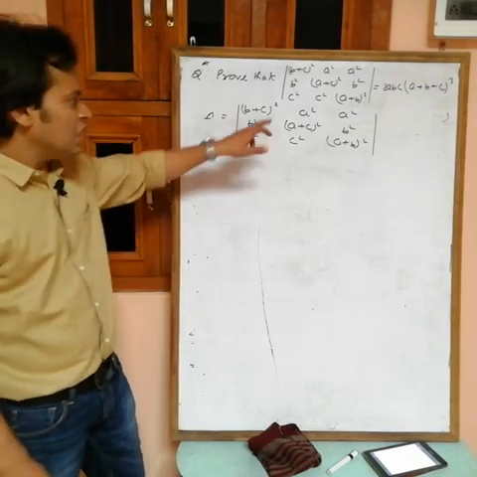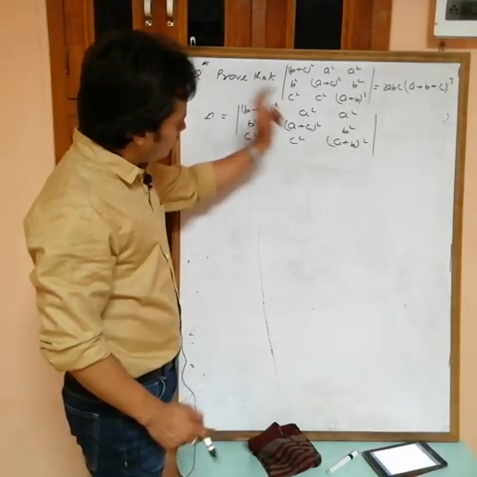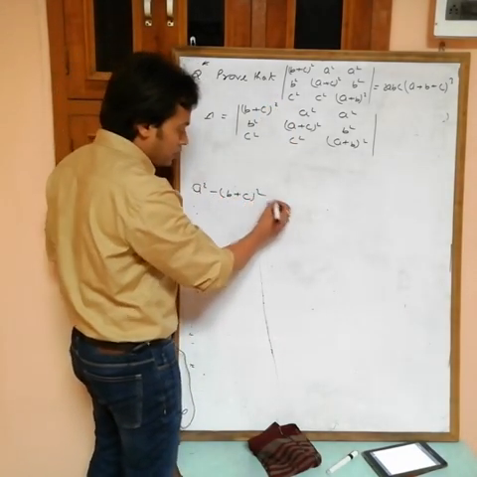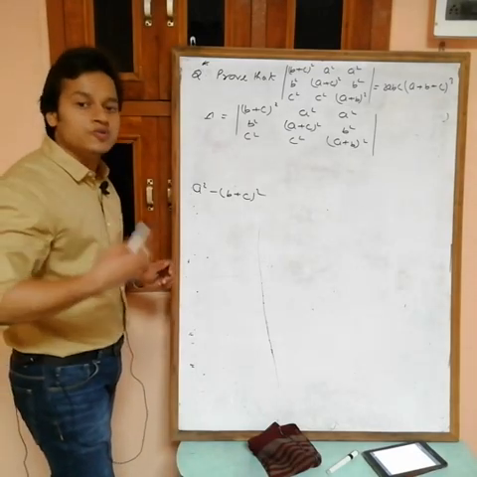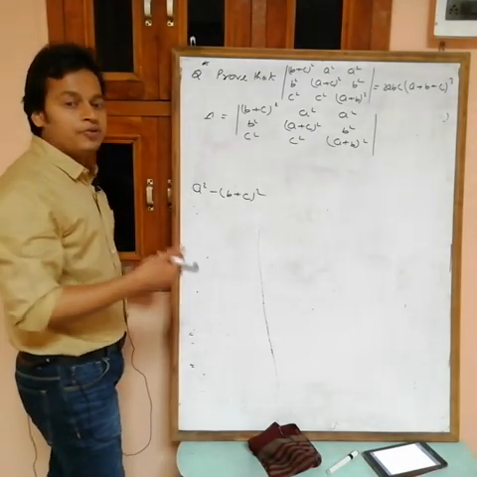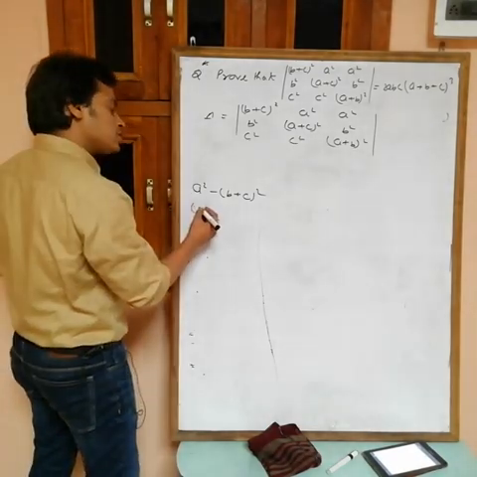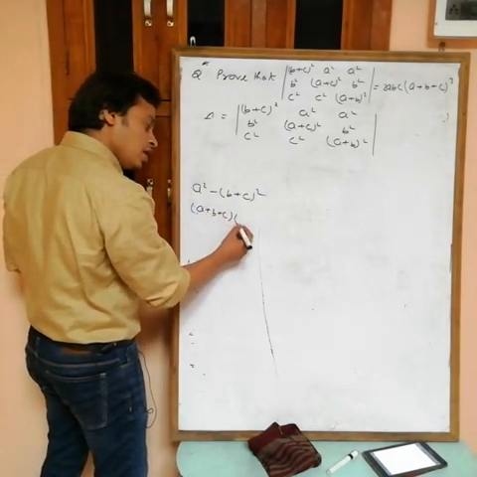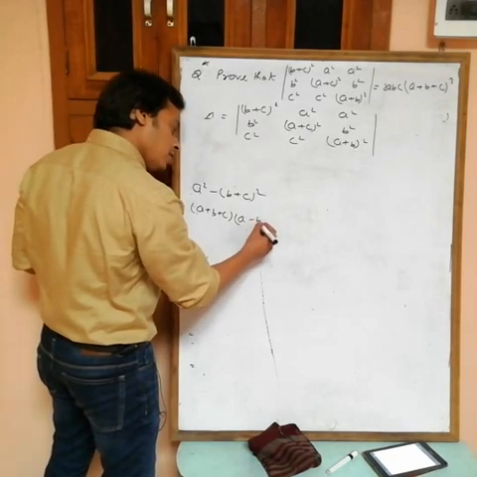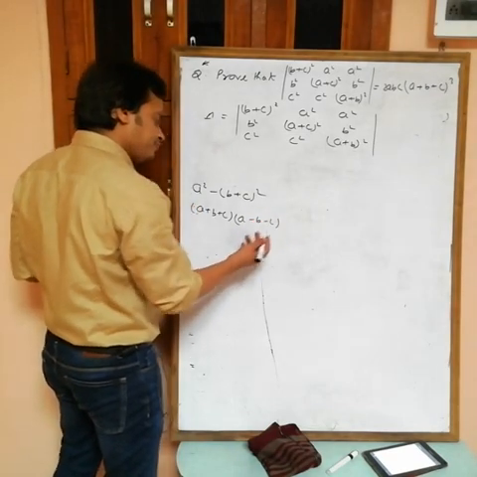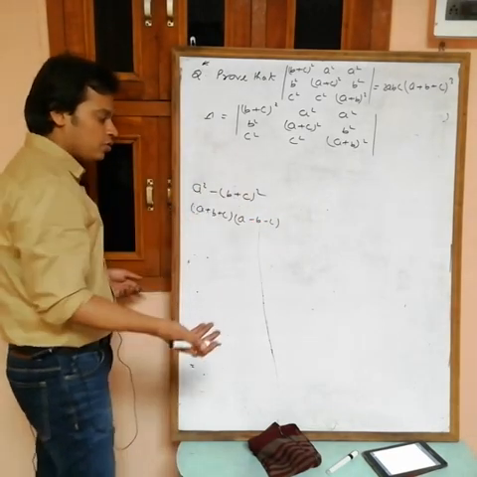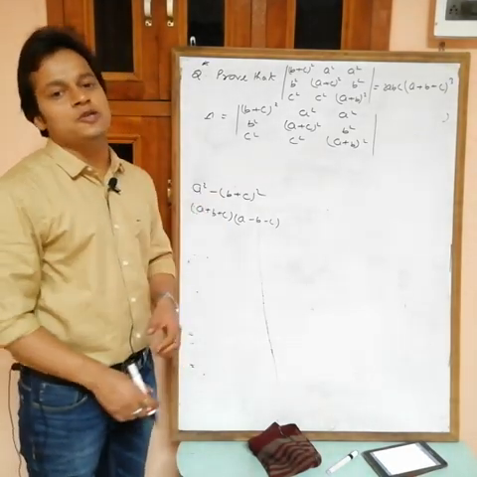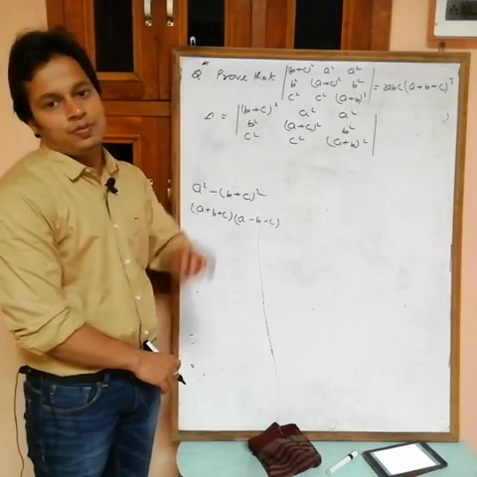If you take this one minus this one, what are we getting? a square minus b plus c square. Now it is like x square minus y square, x minus y into x plus y. x plus y is a plus b plus c, and x minus y is a minus b minus c. This one minus this one, x minus y into x plus y. Now x plus y is a plus b plus c, that we want, a plus b plus c.